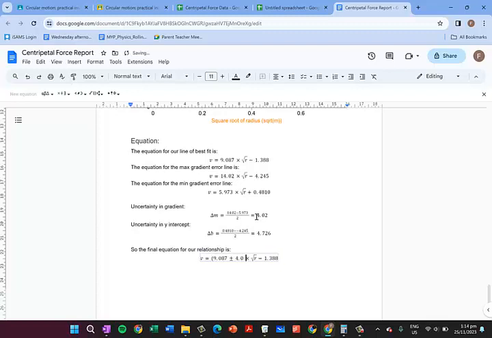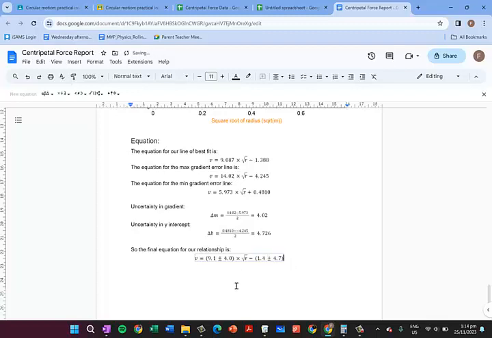However, we only need 2 significant figures for that, which means we have to round this one to the same number of decimal places. So it's 9.1 plus or minus 4.0 times the square root of radius, and then minus 1.388, and then we want plus or minus the uncertainty in our y-intercept, which was 4.726, so 4.7, and then this should be to the same number of decimal places, so 1.4 plus or minus 4.7.